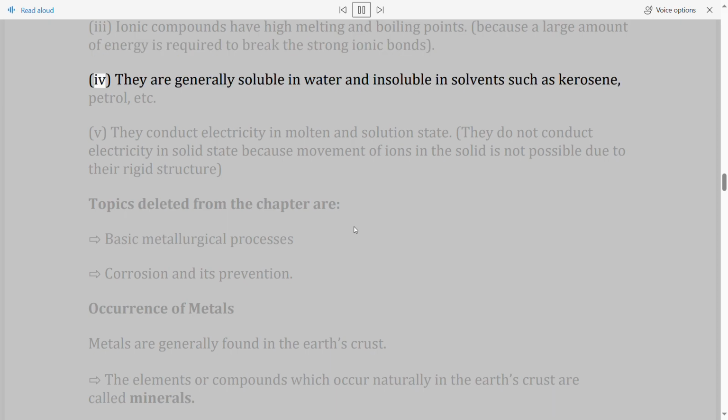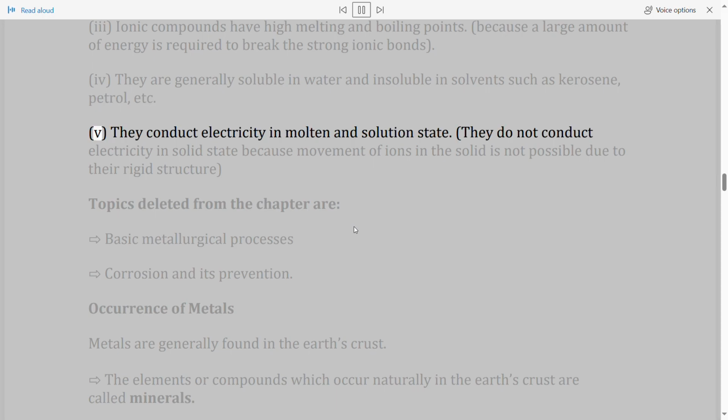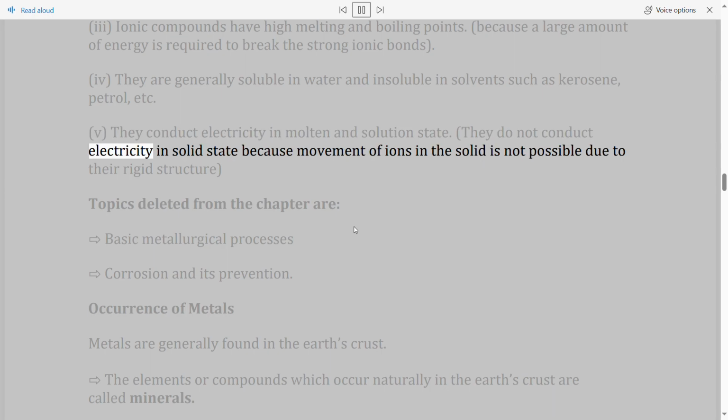4. They are generally soluble in water and insoluble in solvents such as kerosene, petrol, etc. They conduct electricity in molten and solution state. They do not conduct electricity in solid state because movement of ions in the solid is not possible due to their rigid structure. Topics deleted from the chapter are basic metallurgical processes, corrosion, and its prevention.